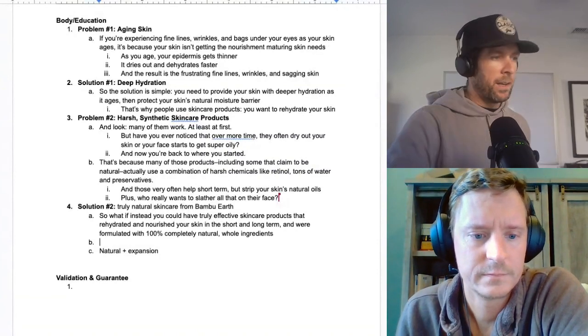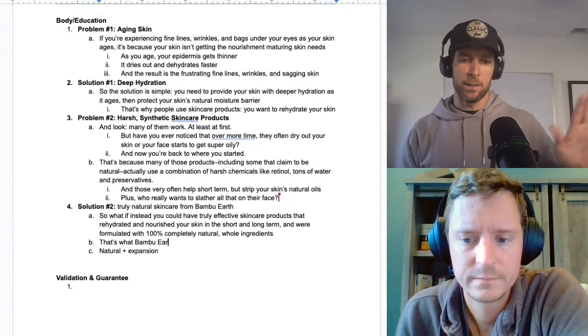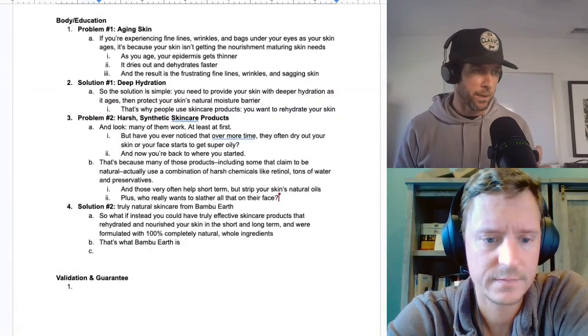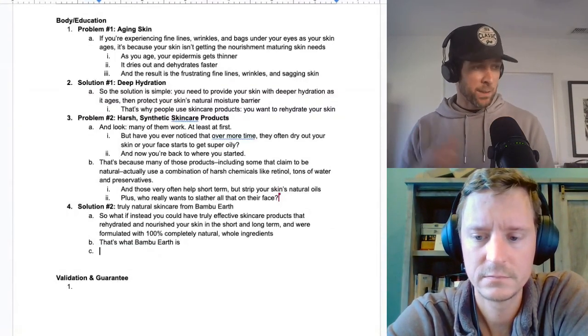Boom. Now, let's leave that section behind because it basically gets there. You may have to rewrite that transition a little bit, tighten it a little, but you'll get basically there. That's what Bambu Earth is.